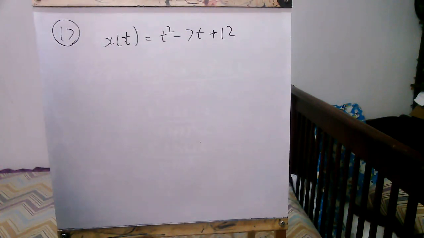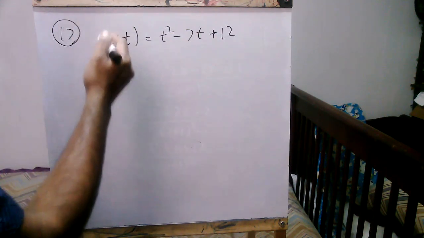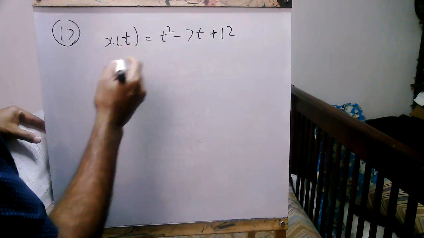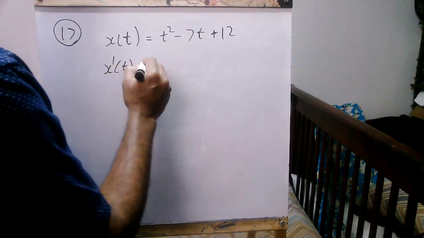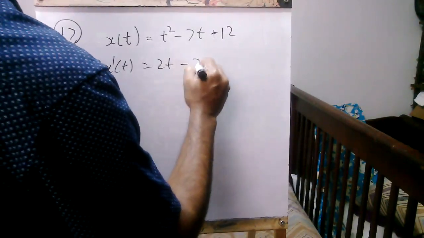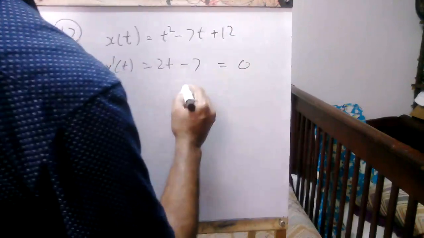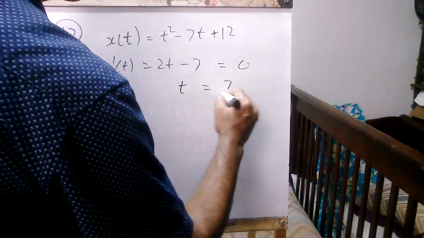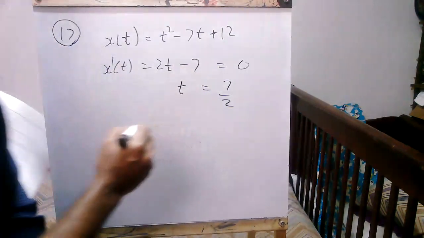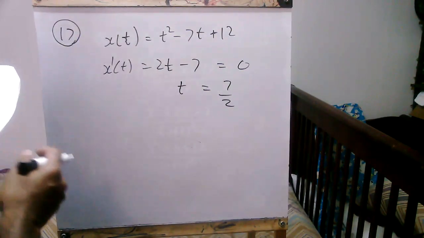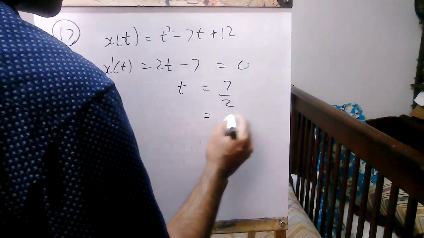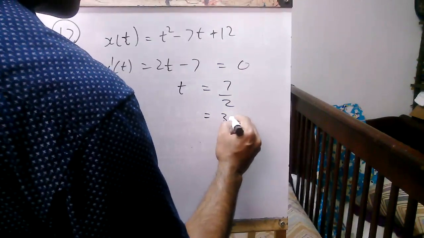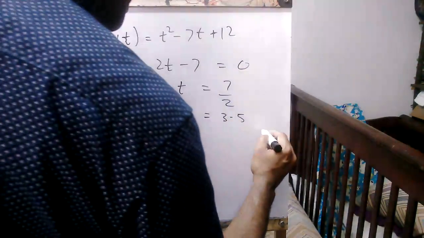Instantaneous rate of x(t) being 0 means the derivative of x(t) is 0. Find the derivative of x(t) and set it to 0 and find t. x'(t) equals 2t minus 7. Set this to 0 and we get t equals 7 over 2. Converting this into a decimal number, 7 over 2 is 3.5. Answer choice C.